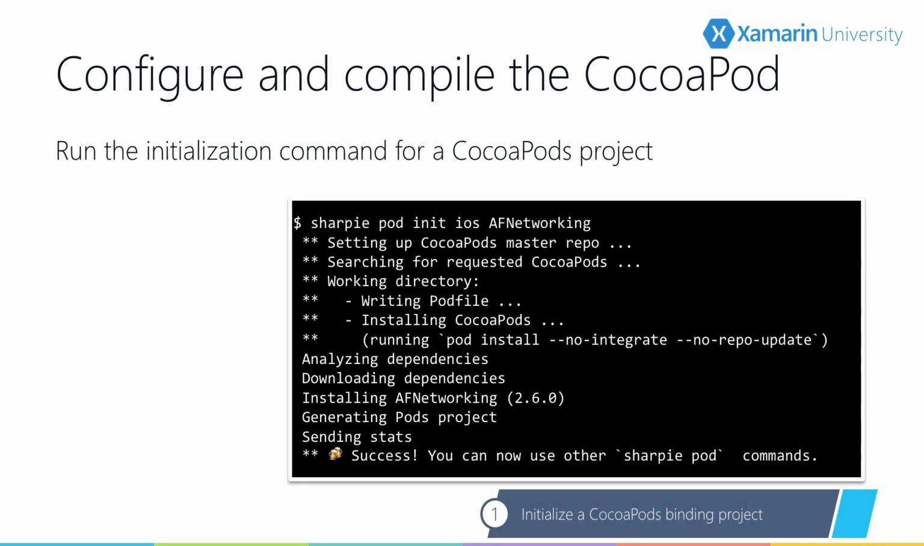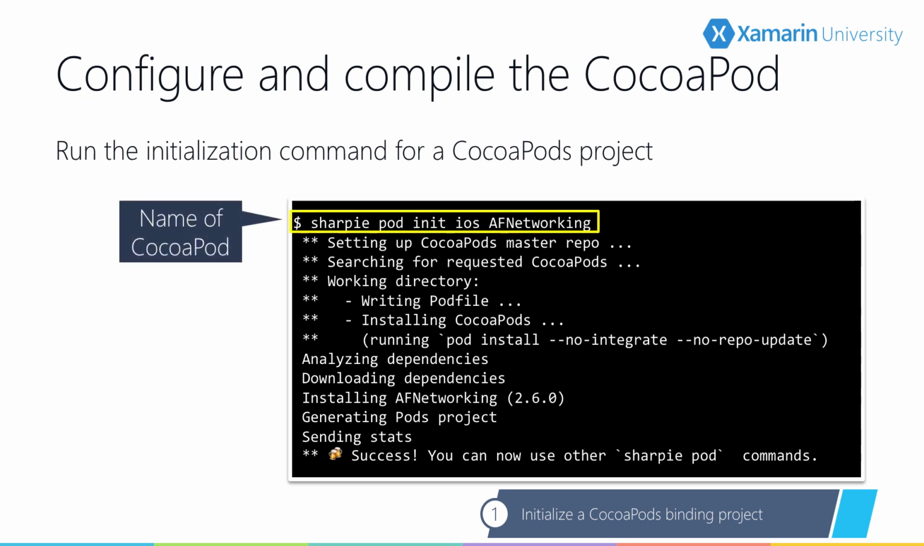The first step in binding a CocoaPod is to initialize the pod project. This process will download the pod and set up the Xcode project and workspace. Here's an example of initializing the AFNetworking CocoaPod. We're going to make use of the command Sharpie pod init iOS to specify that you are going to use an iOS project, and then the name of the actual pod. Notice how the last version of the CocoaPod is fetched, as well as all additional dependencies that may reside here.